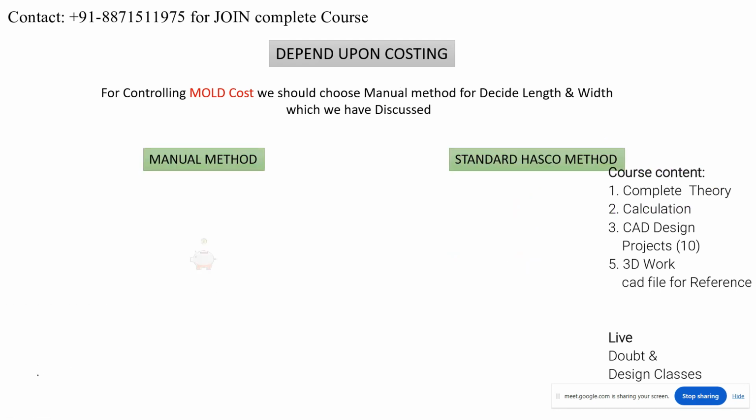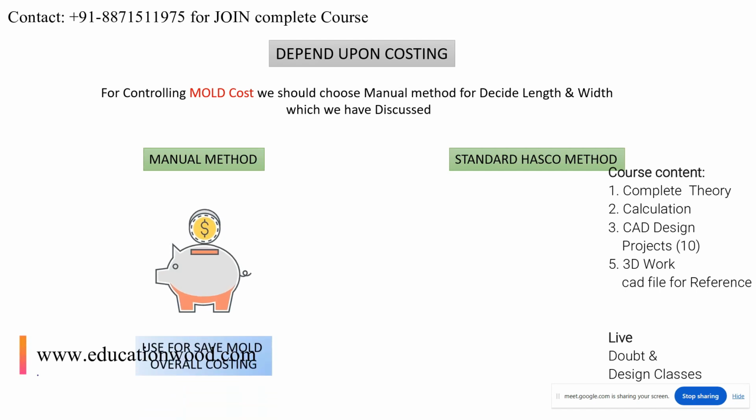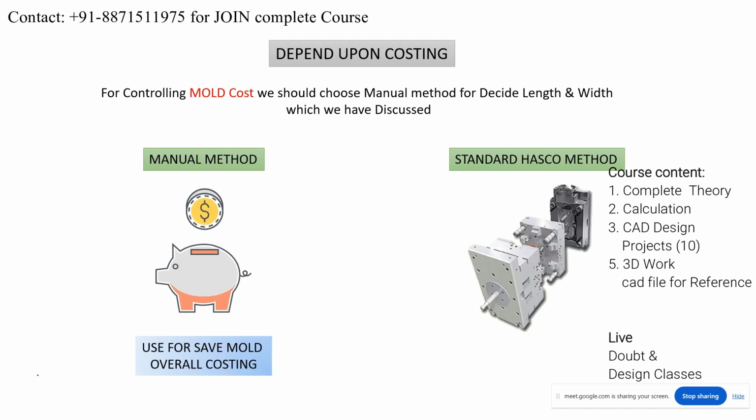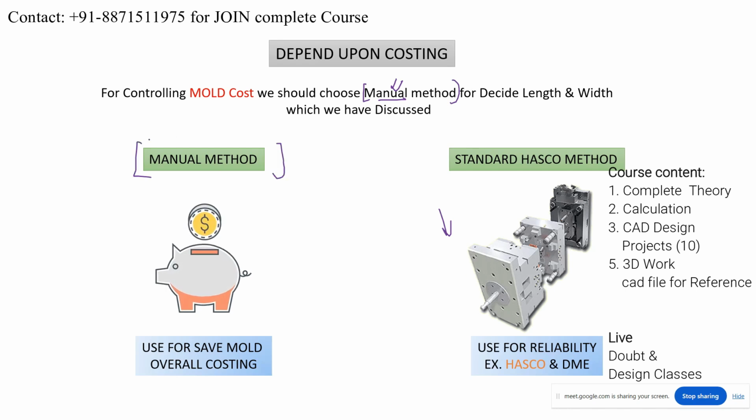Now see, the manual method is used to save the overall mold costing, and the standard HASCO, DME or Furacia method, if we choose any of these for the mold base, which provides the mold base dimension, we can get reliability, but the costing will be high. Is it clear? But if we choose the manual method with the complete calculation, it will be more reliable than this. So that's why we should always go for the manual method, because depending upon the component geometry, for every component we cannot use this standard method.